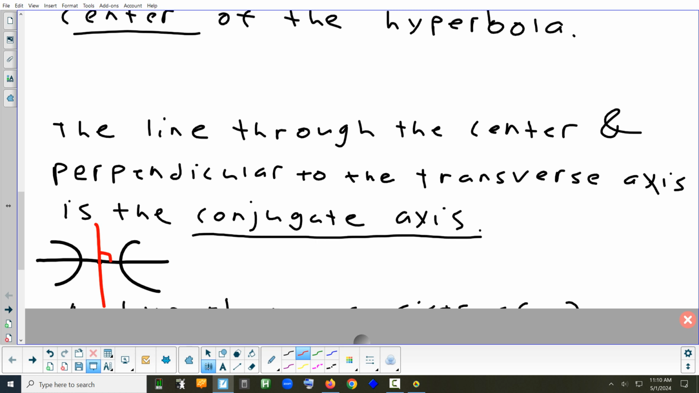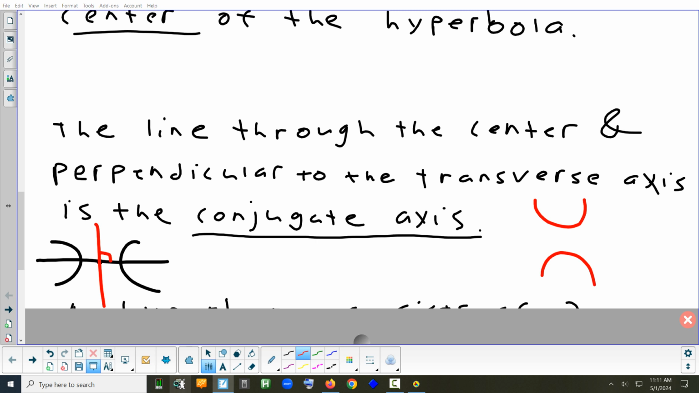And I keep drawing my hyperbolas horizontal. There are two different types. Okay, we've got that type, and you've got that type. This is where the branches are opening left and right. This is where the branches are opening up and down. And yes, you can do hyperbolas on an angle too.